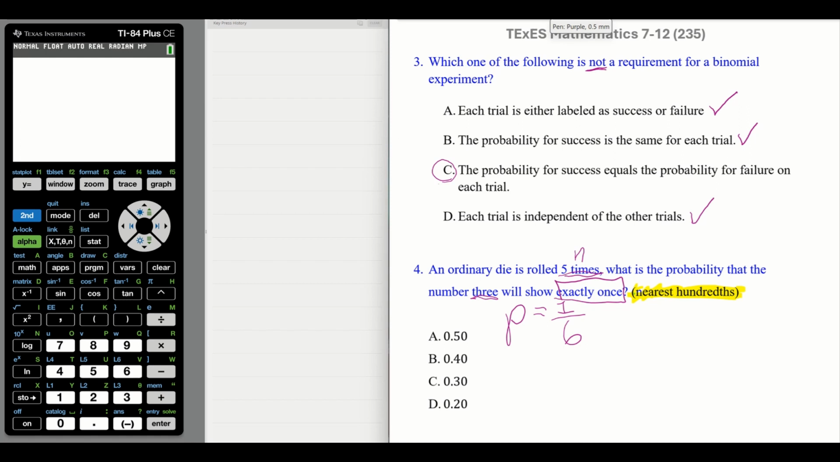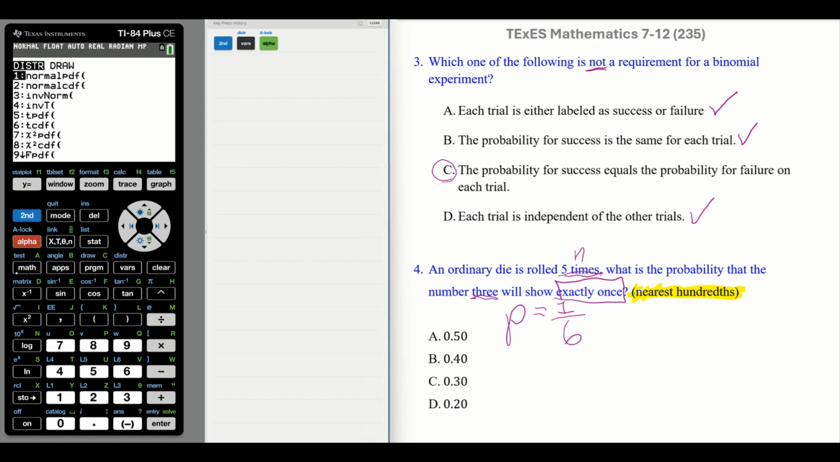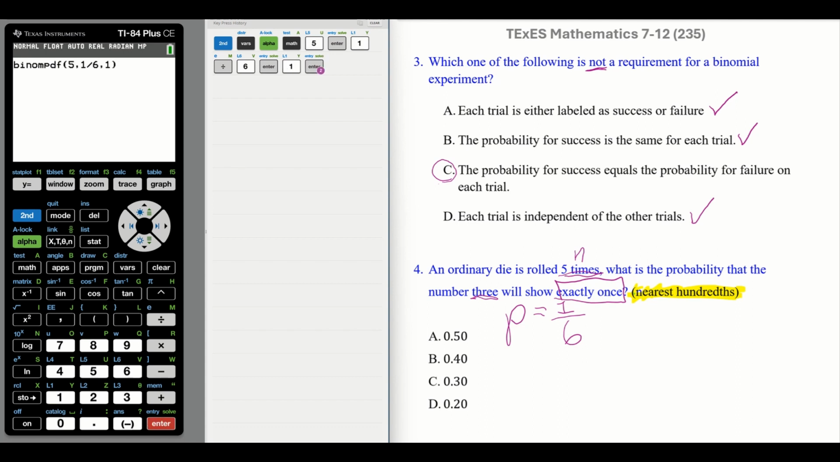Let's do this, okay? Second vars. Remember, it's alpha math. Okay, ooh, we already have that. Enter 5, enter 1 divided by 6, enter. How many times do we need to see this happen? Only once. So let's push 1, enter, enter. Okay, it says round to the nearest hundredths. We go over and look, there's a 0.40, so we're looking at option B.